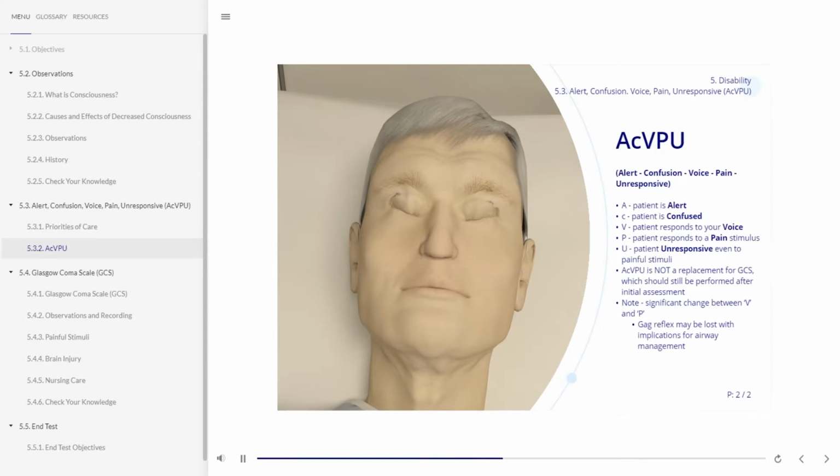ACVPU assessment is not a replacement for the Glasgow Coma Scale, which should still be performed after our initial assessment, resuscitation and management. There is significant neurological change between V and P, meaning that the gag reflex may be lost at this point, with obvious implications for airway management, and this will usually require expertise from an anaesthetist. This is especially true in the case of deterioration involving increased intracranial pressure.